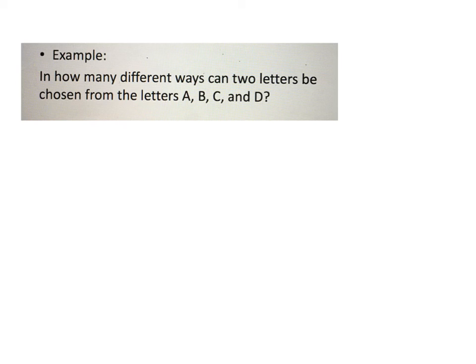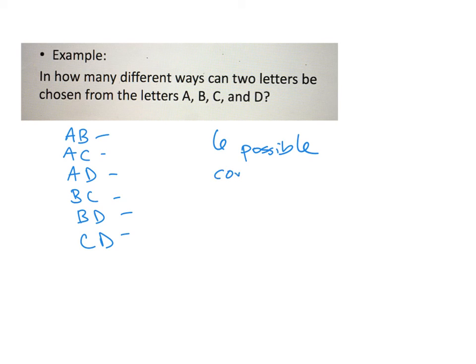For example, in how many different ways can 2 letters be chosen from the letters A, B, C, and D? So we're thinking about choosing 2 of these letters. Well, we can choose A, B, or A and C, or A and D, or B and C, or B and D, or C and D. We wouldn't also list BA or DC because those would be considered the same combination. So 1, 2, 3, 4, 5, 6. There are 6 possible combinations.